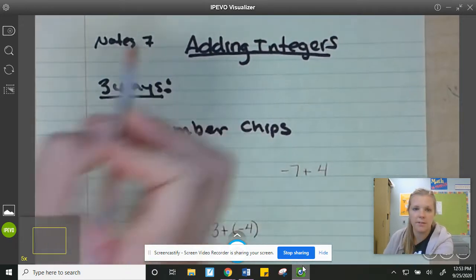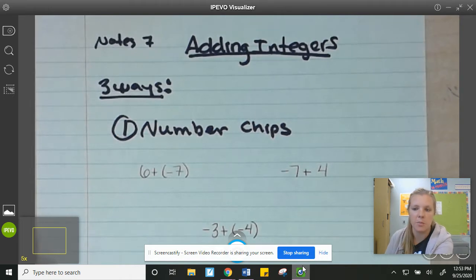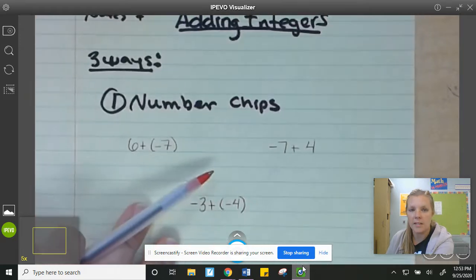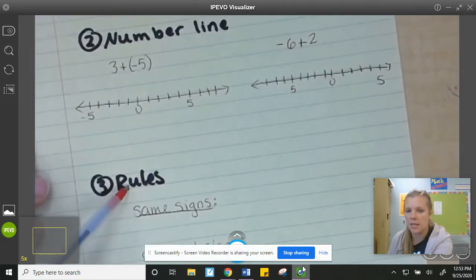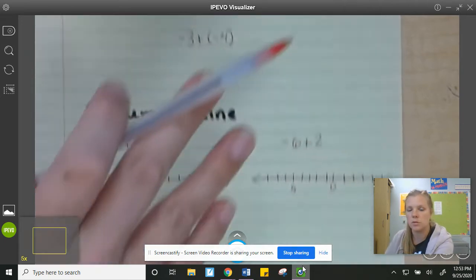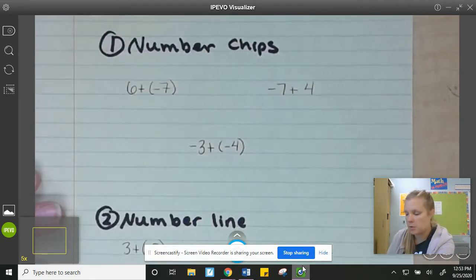These are note 7. If you can make sure you have that updated in your notebooks, that would be great. We're going to talk through 3 ways of adding integers. Number chips is the first, number line, and rules, just the general rules. But we'll start with number chips.